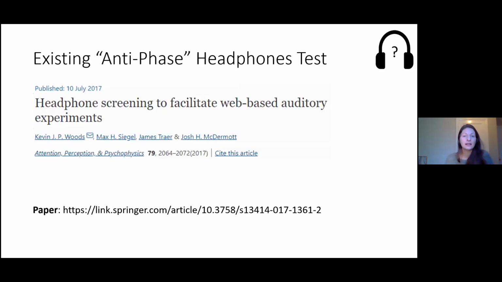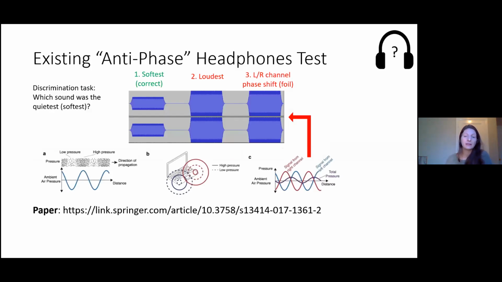So the headphones test that we've been using is this one called the antiphase test by Kevin Woods and colleagues, published back in 2017. And this test has worked fairly well. It's not perfect, but we've been using it and it works okay. And it's very clever. I think it's the only one I've known about up until now. And the way it works is that on each trial, you present a set of 3 tones. And the task is to say which of the 3 tones was the softest or the quietest.